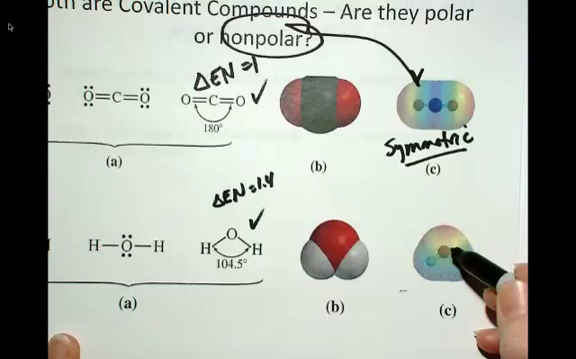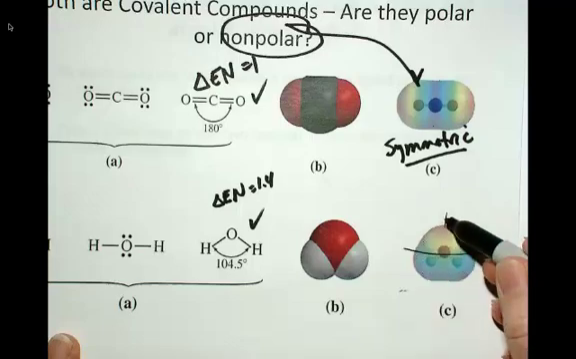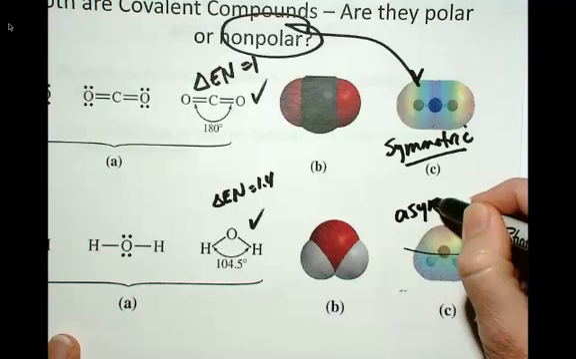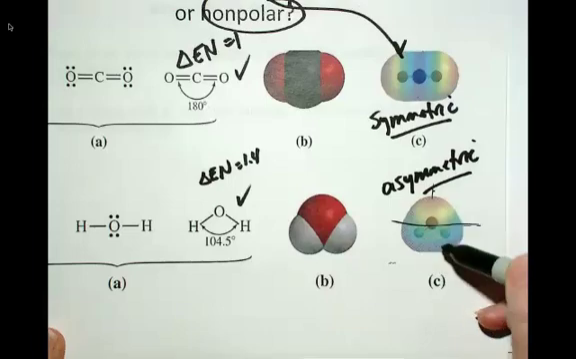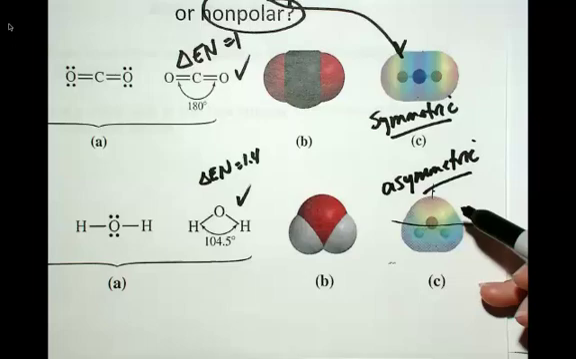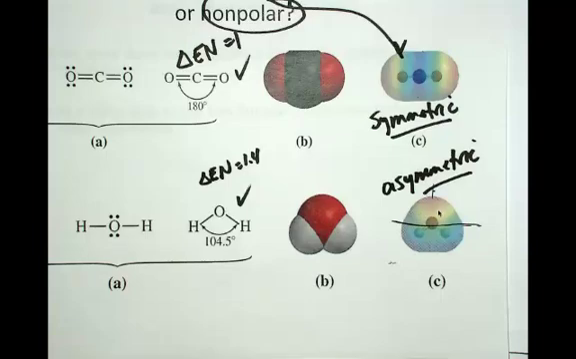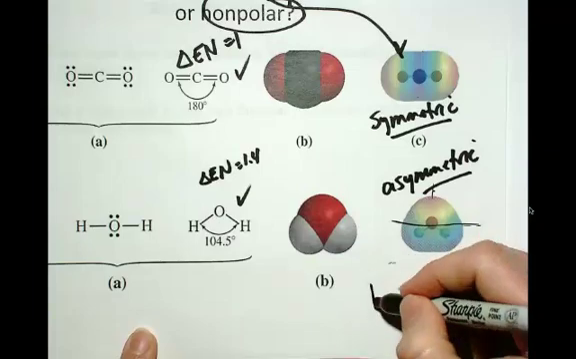In the case of water, if you slice it down this way, the left-hand side looks like the right-hand side. But if you slice an axis across this way, the top looks different from the bottom. So in this case, this is an asymmetric molecule. It's not symmetric, and therefore the unequal electron distribution is not balanced. And so this molecule would have a positive end down here and a negative end up here. And so in this case, this particular molecule would be considered to be polar.